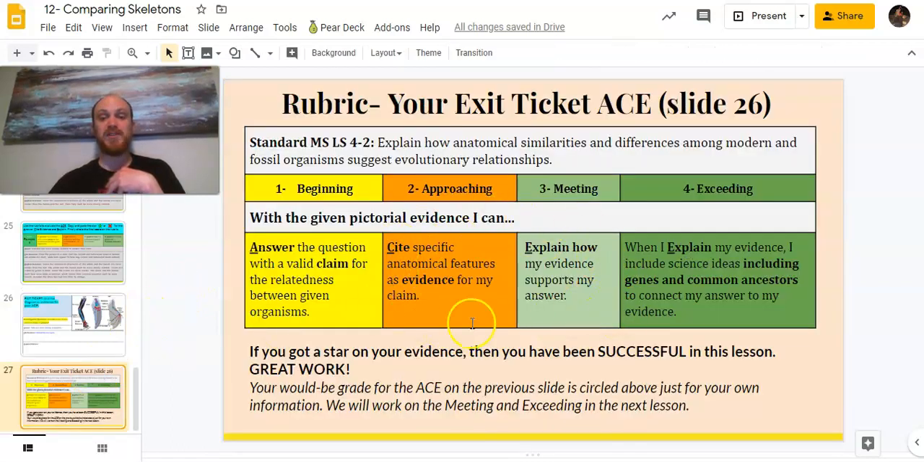We'll use this rubric. Your teachers will use this rubric to kind of help you. We'll put a little star if we think that your evidence was strong.